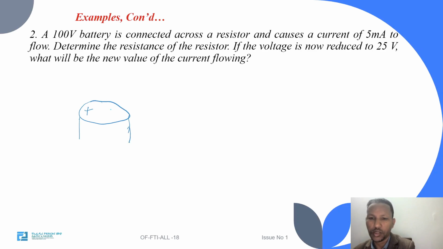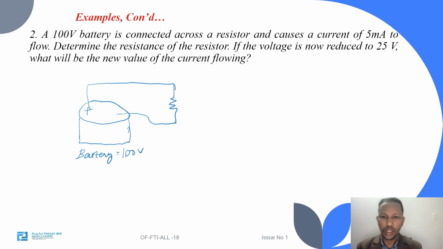You can consider a battery, which has a positive terminal and a negative terminal. We have a resistor, and the negative terminal is connected to the other side. So this is a battery, a 100 volt battery. The current passing through the resistor is 5 milliampere.